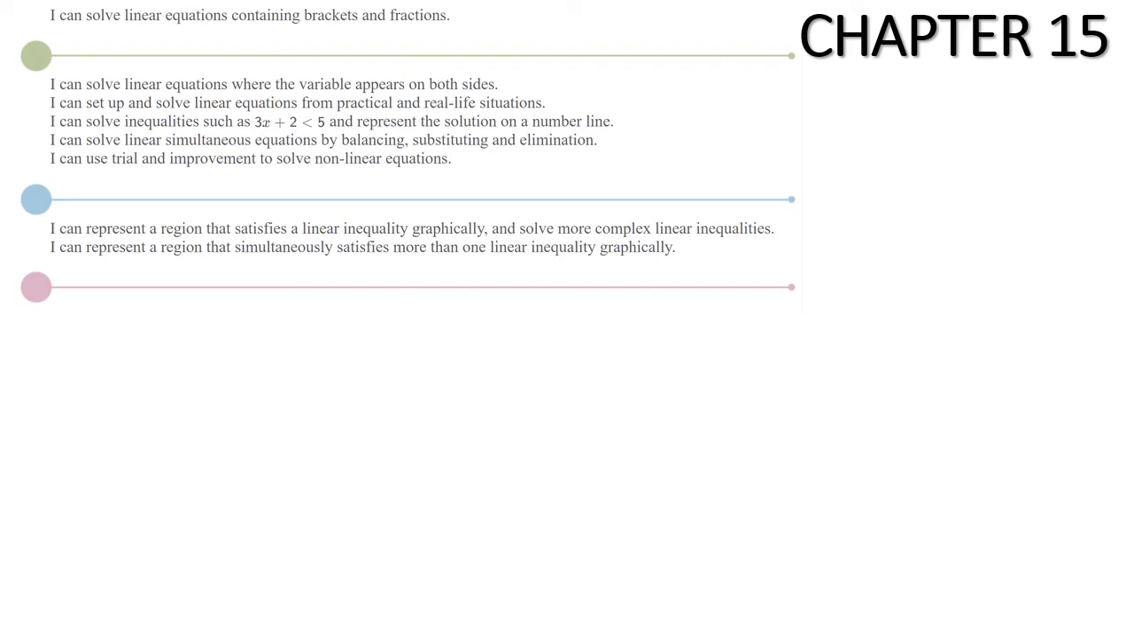This video covers chapter 15 of the Higher book, and it's on equations and inequalities. So we're going to start with the first bit up here and looking at linear equations. Linear equations are not going to have x squared in them or anything like that. They're just going to be equations which we can solve by balancing. So we'll do a few of those.